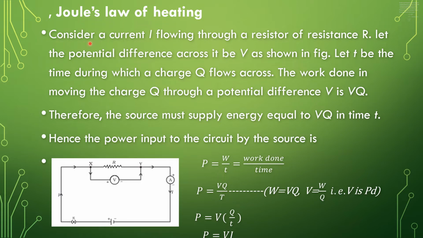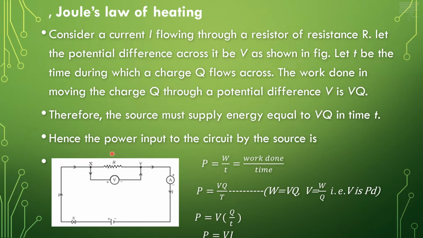Consider a current I flowing through a resistor of resistance R. Let the potential difference across it be V as shown in the figure. Let T be the time during which a charge Q flows across. The work done in moving the charge Q through a potential difference V is VQ. Therefore, the source must supply energy equal to VQ in time T.